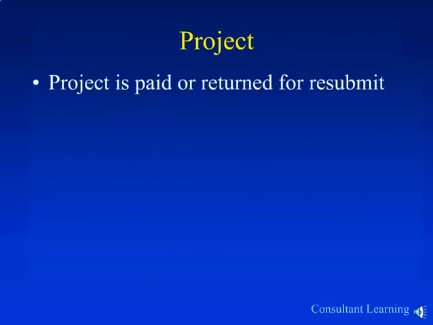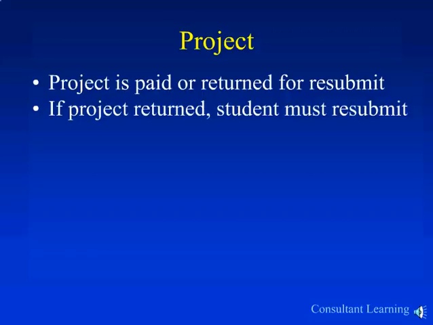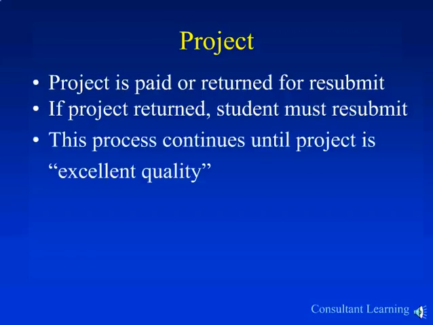When the project is submitted, it's either paid or it's returned to the student for a resubmit. If the project is returned, the student must resubmit the project with the first submission attached. That way I can see what I told the student to do, and I don't have to regrade the whole paper. I just look to see if they did the things I told them to do and did them with quality. This is one of the hints on how to keep your evaluation time down so you have time for re-evaluating projects. This process continues until the project is excellent quality.